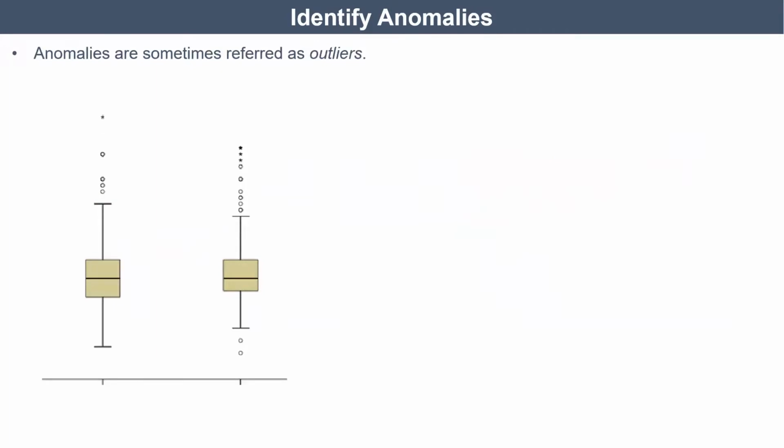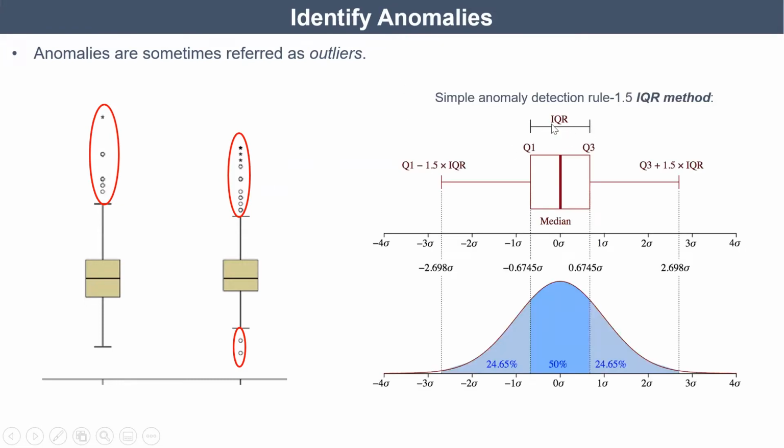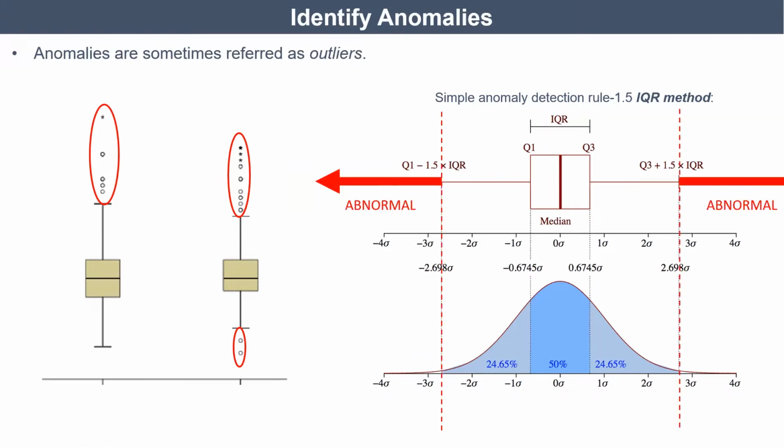And they are also sometimes called outliers. Statistically, they are also observed in box plots. There's a method called the IQR range method, where when the observations lie beyond 1.5 times the interquartile range, then they are called anomalies. Again, this is a simple approach. So beyond those points, we call them abnormal.